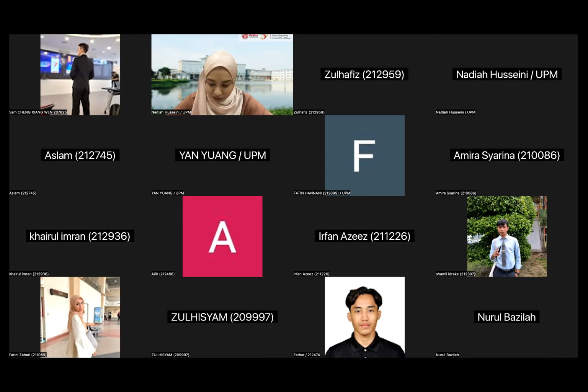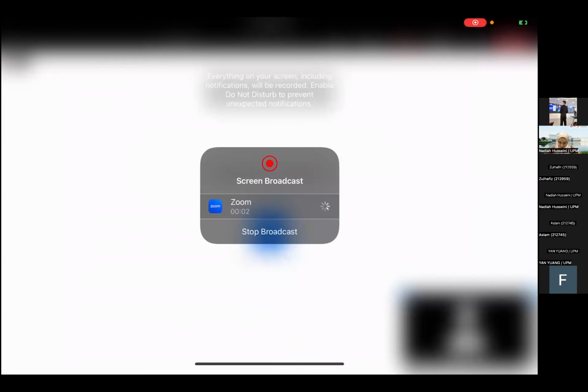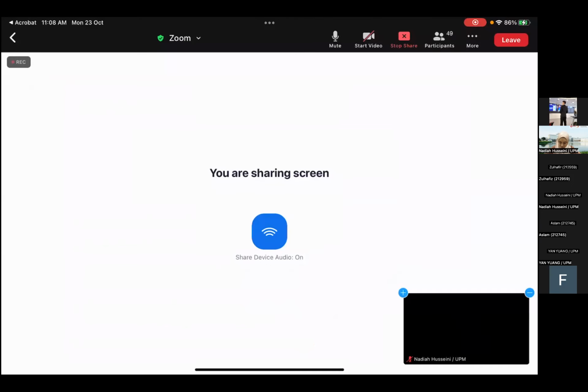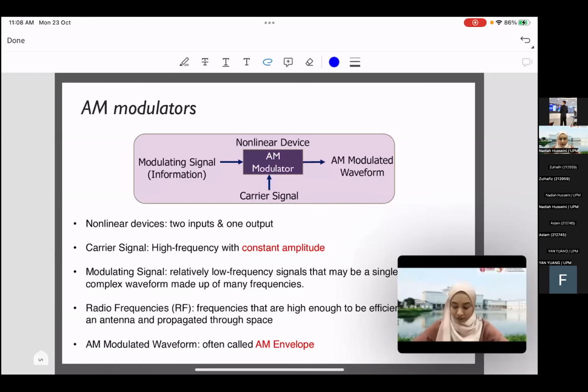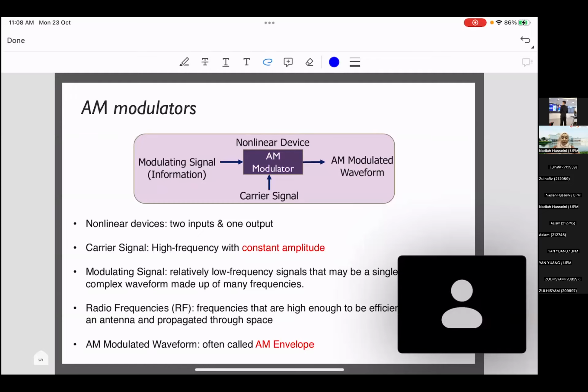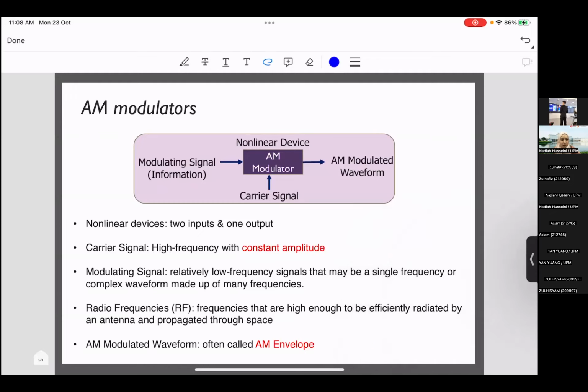I accidentally switched it off. Got it. Share content. Okay, am I clear? Everyone can hear me? Sounds okay? All right, great. Okay, so I'm going to continue. Hopefully, I don't make any technical mistakes.